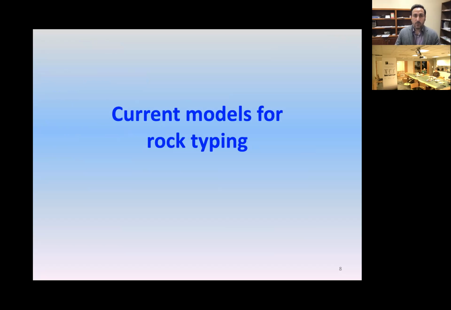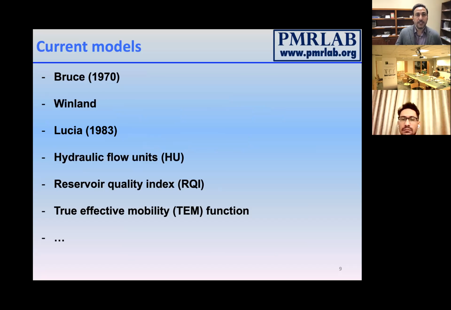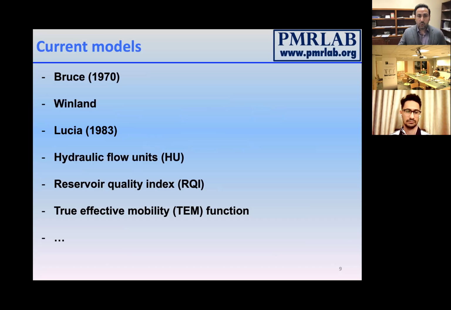Several models have been proposed in petroleum engineering. Bruce, back in 1970, was among the very first who proposed rock typing, single-phase rock typing. Winland has been widely applied for single-phase rock typing. Lucia is the other one, hydraulic flow zone, or HFU in brief, reservoir quality index, and very recently a colleague and a friend of mine, Dr. Mirzaei, proposed the true effective mobility function to classify rocks based on two-phase characteristics.